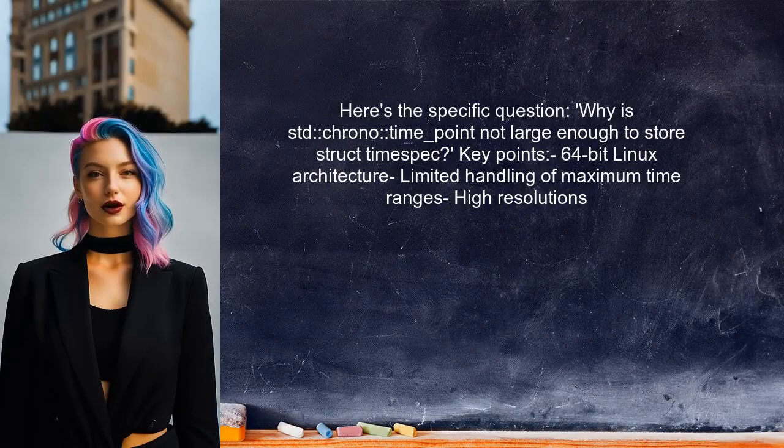Let's look at the specific question at hand. One user recently asked, why is chrono time point not large enough to store struct timespec? They pointed out that on a 64-bit Linux architecture, the time point and duration classes seem limited in their ability to handle maximum time ranges at high resolutions. Sound familiar? Let's explore this together.